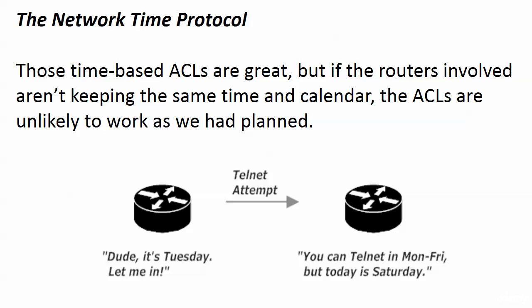Problem is, this router thinks it's Saturday. And if it's actually Tuesday and another router knows that, that router, if we're trying to telnet from there, says, hey, it's Tuesday, 9 to 5, let me in. And of course, if it's Saturday, the router on the right, the one allowing telnet, is not allowing telnet. It doesn't matter what time it is because we had tied that down to Monday through Friday. So that's a small problem that can come in when we don't have time synchronization.